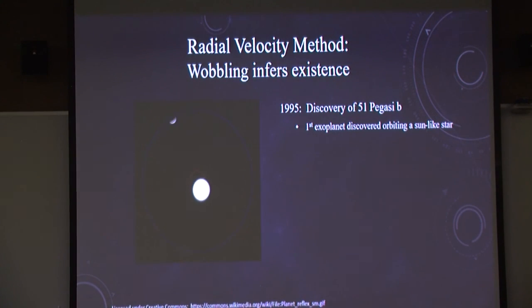So the first planet that was really confirmed to be a planet and discovered was in 1995, 51 Pegasi b, and it was through this radial velocity method.